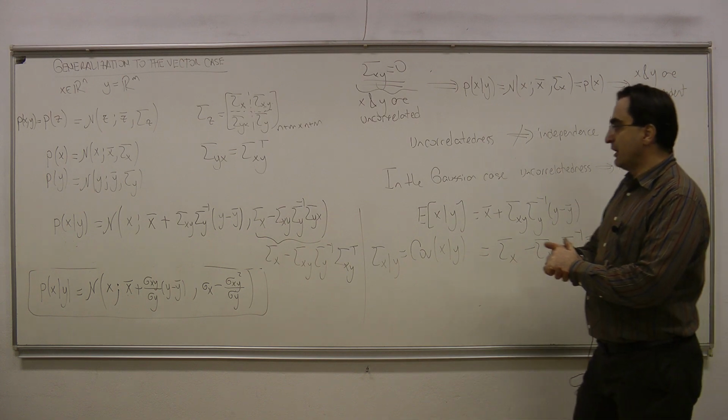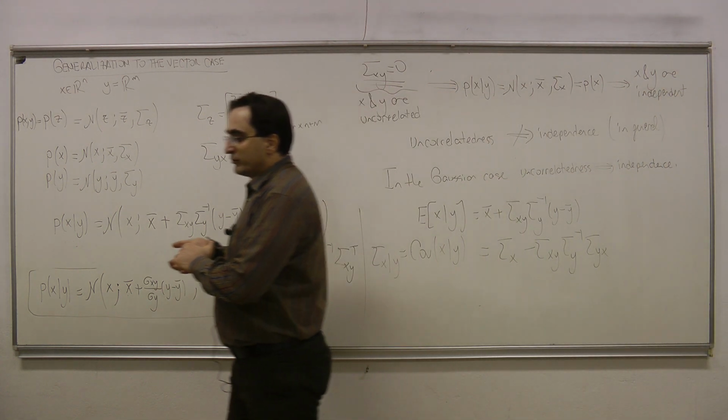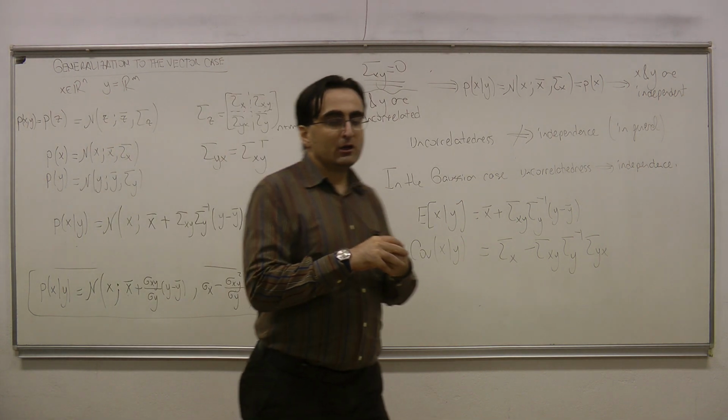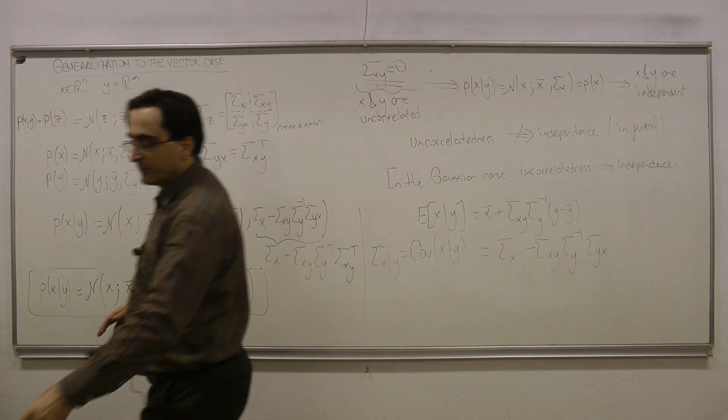So properties are generalizable to the vector case. Scalar properties can be generalized to the vector case. So this was just an example in the Gaussian case of conditional random variables. So this is going to be the end of this lecture.